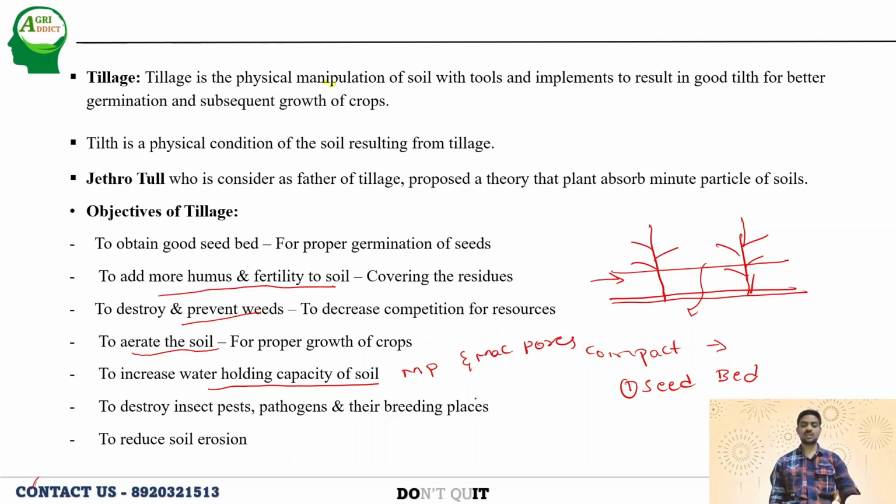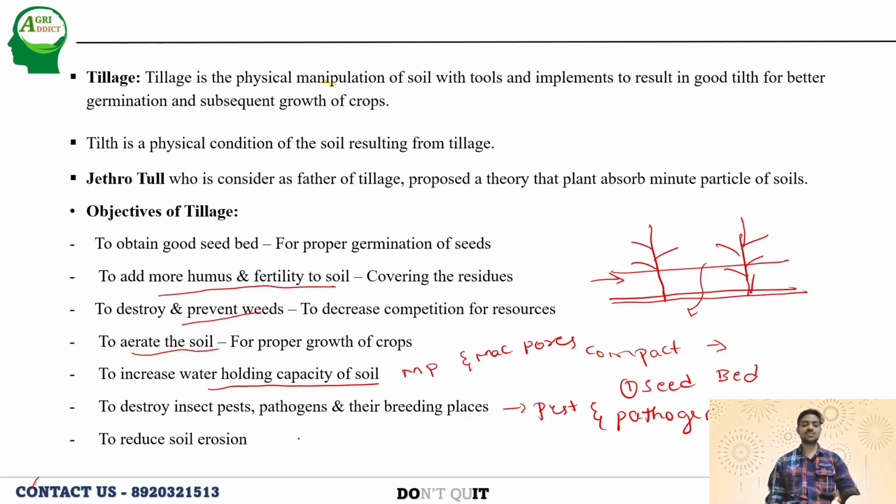And this is also very important. Upon tillage, the pest load and the pathogen load will be decreased, because upon tillage the soil is exposed to the sun. The sun will kill the pathogens and the pests.